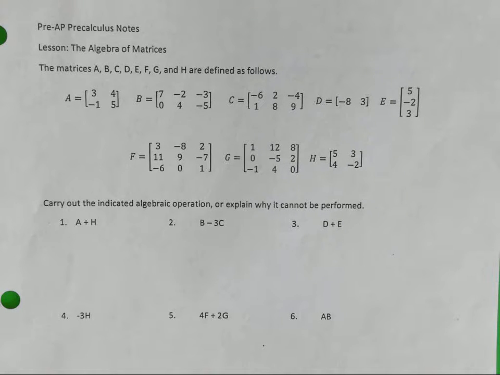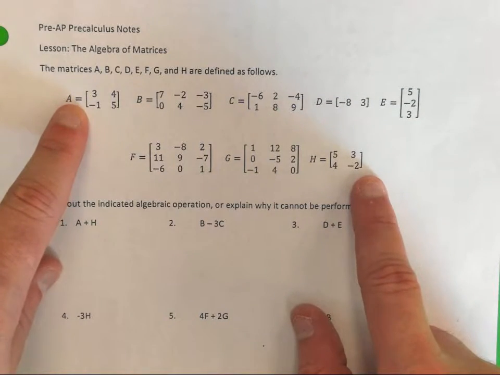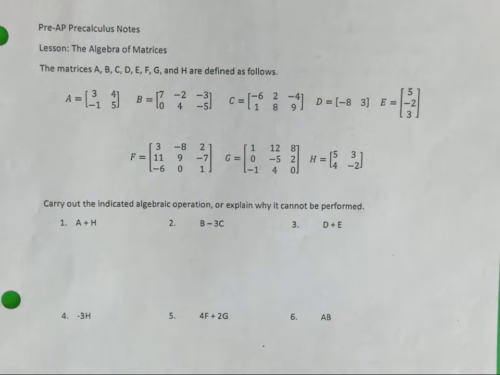So right now we're looking at add and subtract. We're going to talk about multiplying in a minute. But adding and subtracting, they have to look the same. That means they have to have the same dimensions. So on number 1, we have A plus H. I look at A and I look at H. Does it look the same? Yes. So now guys, I don't require a lot of steps on this.